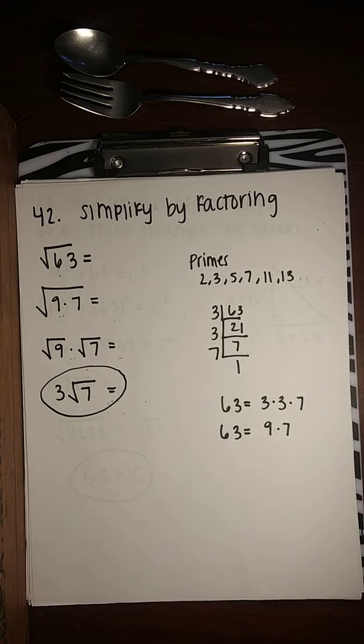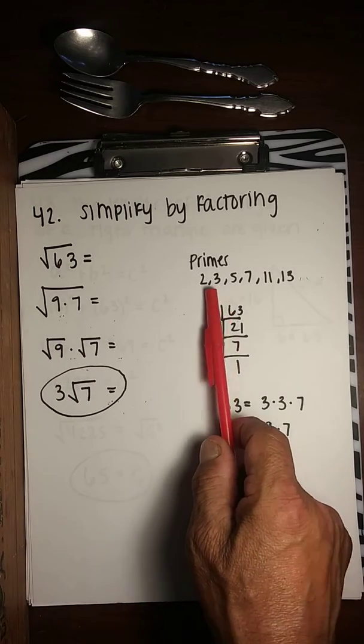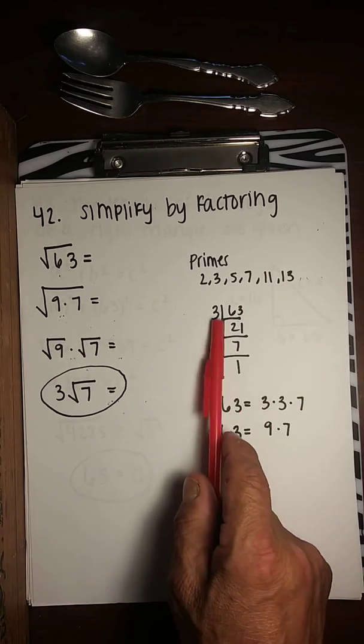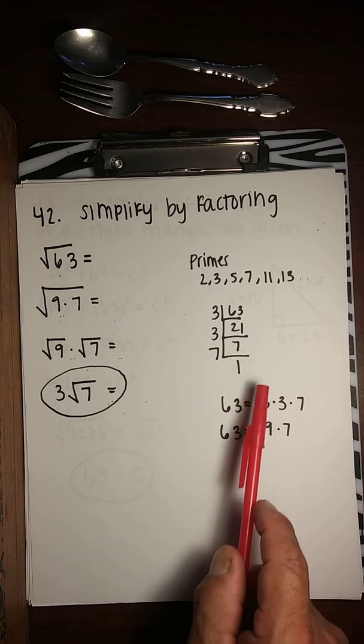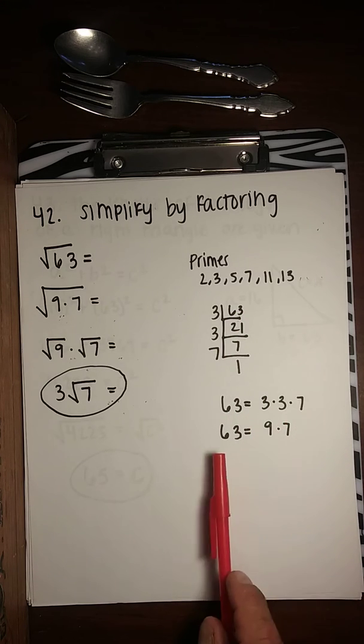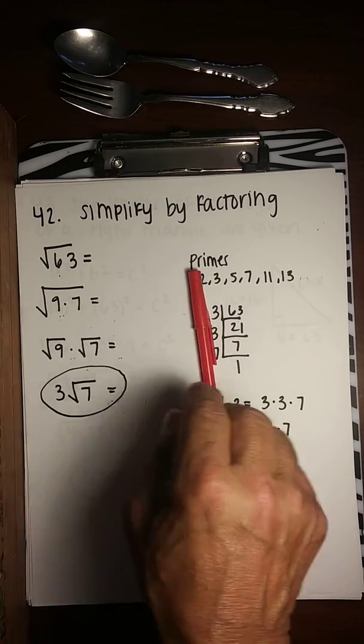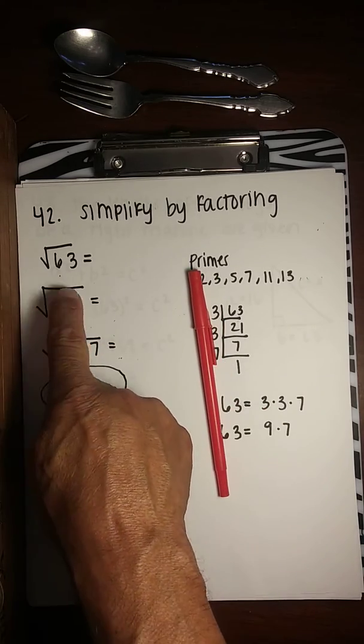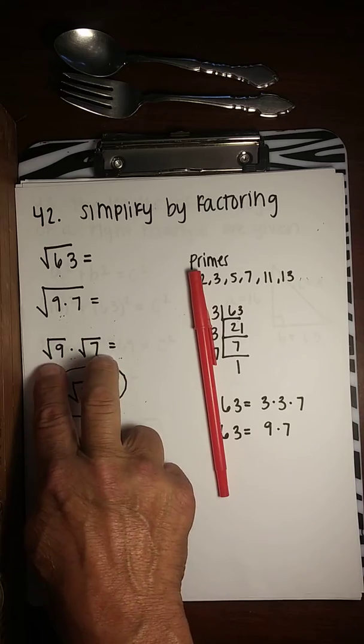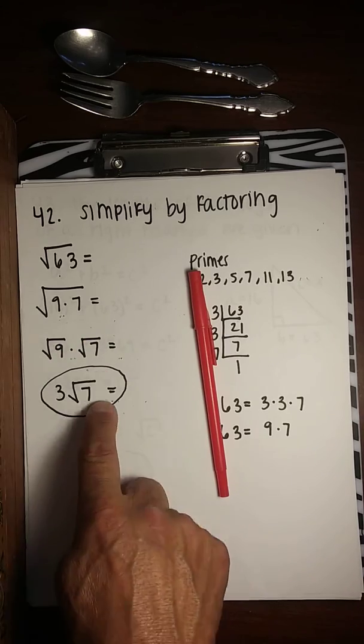Square root of 63. I can't do it like that, so break it down. 2, 3, 5, 7, and so on. Keep going. 3 divides it, 3 divides it, 7 divides it. So 63 is 3 times 3 times 7, or 63 is 9 times 7. Replace it. Square root of that is square root of 9, square root of 7, and this one is going to be 3. That one, leave it alone.